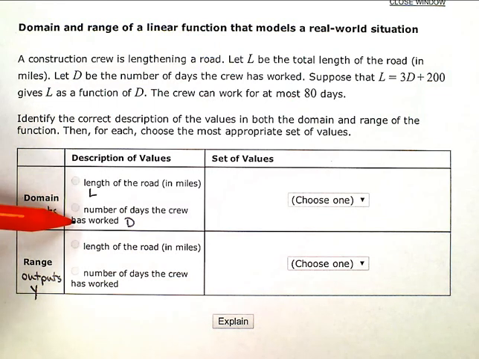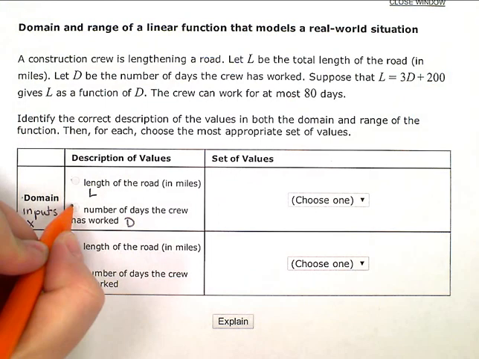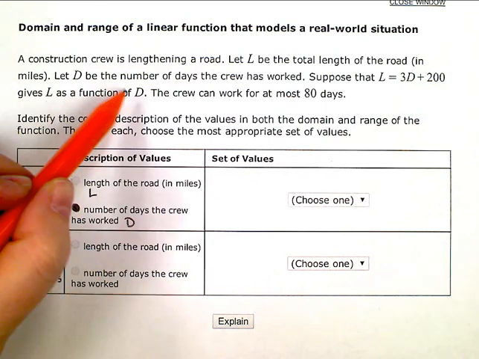If we work more days, the road gets longer. If we work less days, the road is shorter. So this is the input. We also call it the independent variable. So this is going to represent my X's, or my inputs, or my domain: the number of days the crew has worked. And they tell me right here, L is a function of D.